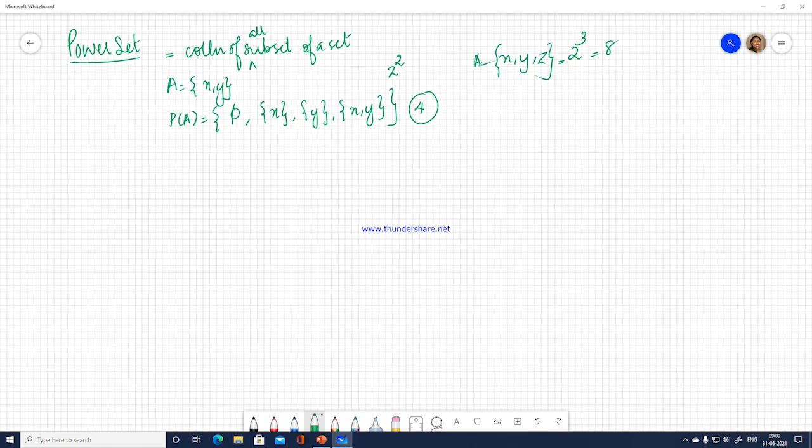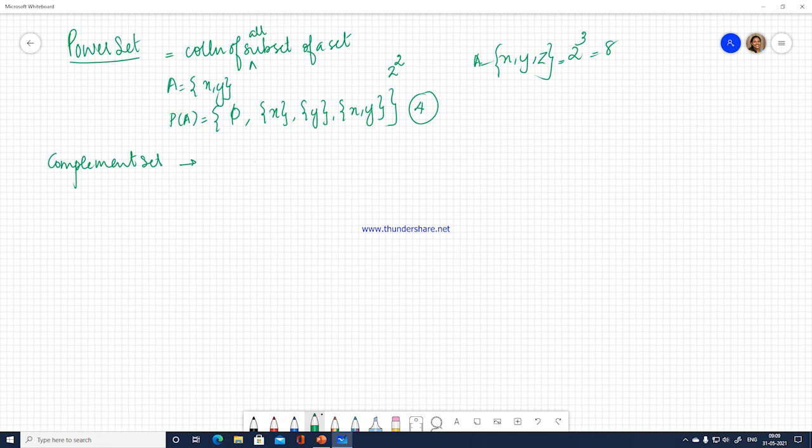Now we have complement set. Complement set means, for a given set, a set that has all the elements that are not contained in the given set.